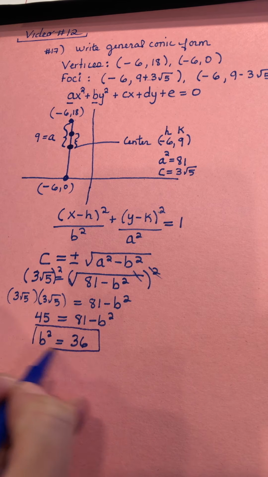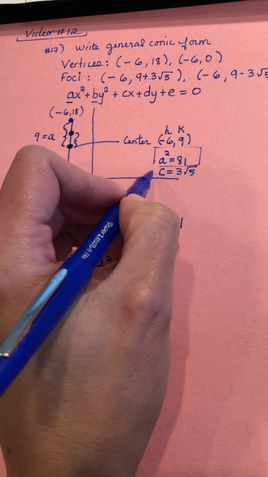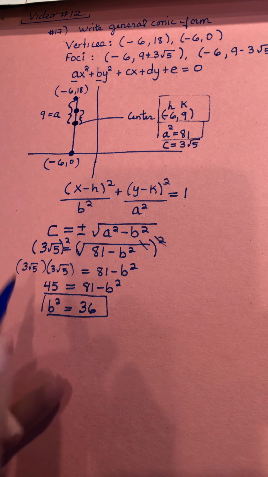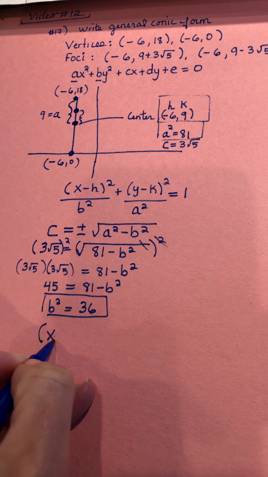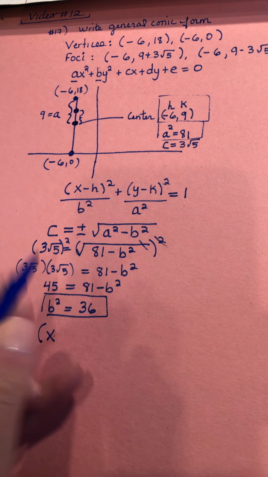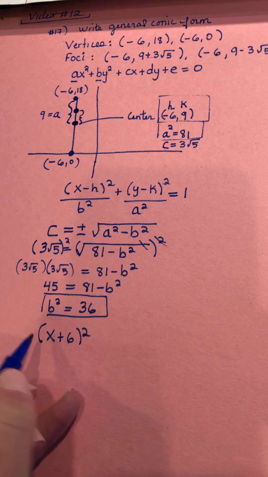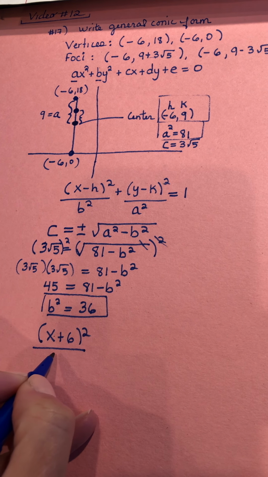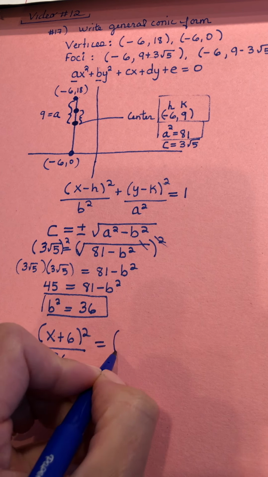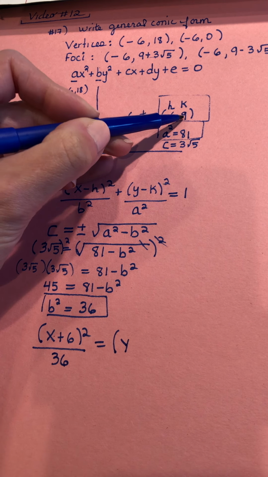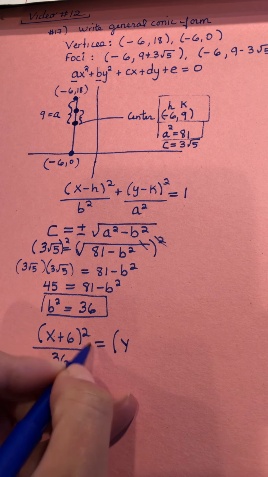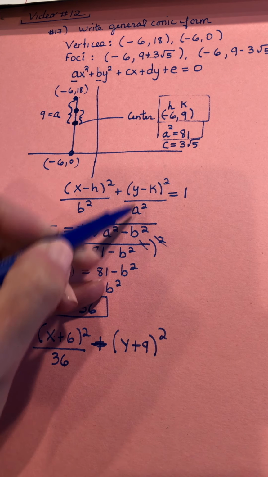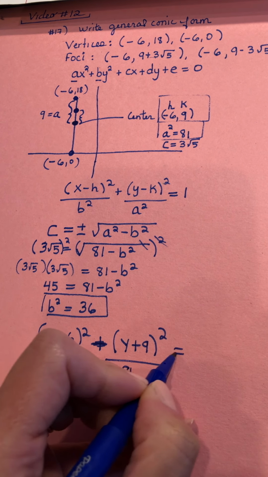Okay, so now I have all of my required info, and I'm going to plug everything into my standard form. So this is going to be x minus a minus 6, so x plus 6 squared. Because this is a vertical ellipse, b squared is going to go under the x, so this is 36, equals y minus k, and that's a y minus, oh, sorry, that should be a plus. What am I doing? Oops, sorry about that. y plus 9 quantity squared over a squared, which we found to be 81, and that's going to equal 1.